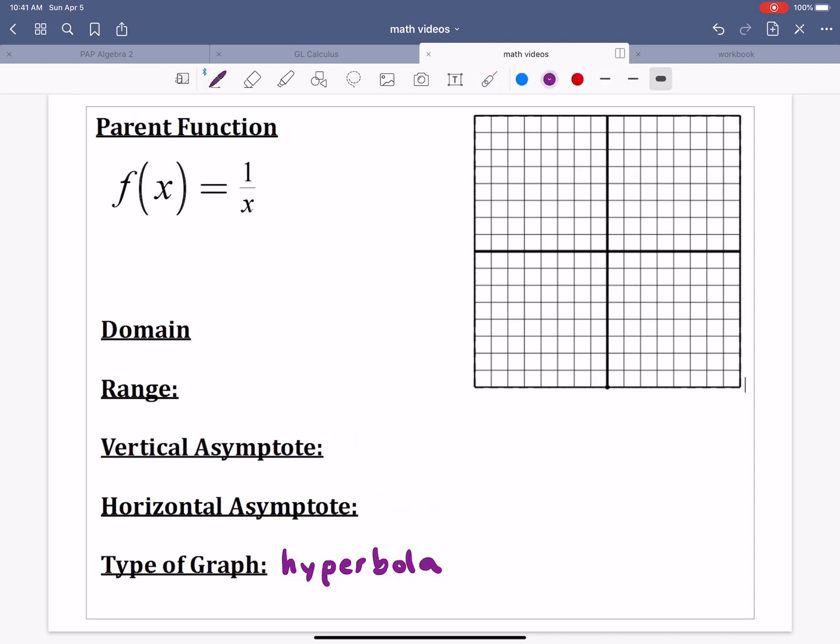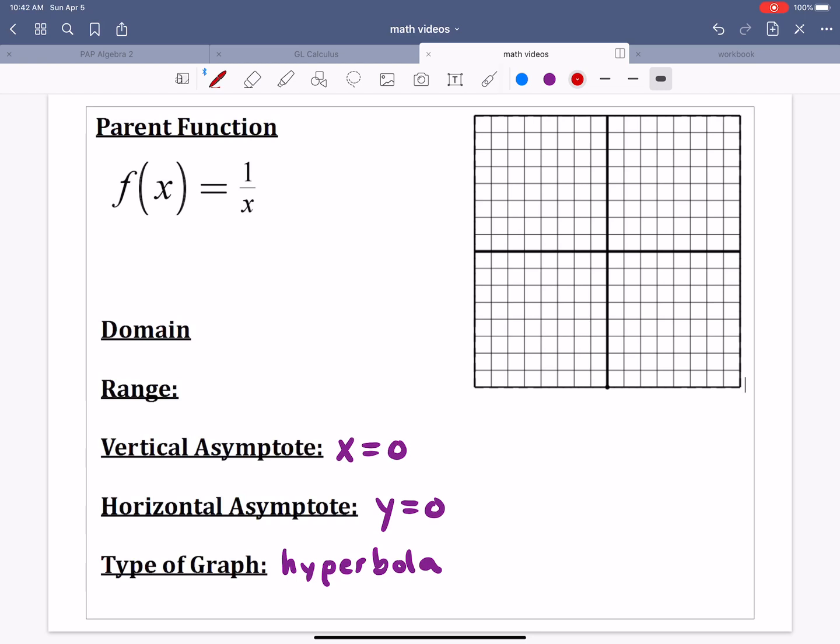Now, for the parent function, the vertical asymptote is x equals 0 because, remember, x is not allowed to equal 0. If x equaled 0, we would have a 0 in the denominator of a fraction, which is a big no-no. We cannot do that. And the horizontal asymptote for the parent function is y equals 0, because there is no x value that you could ever plug into this expression that would get it to equal 0. It's impossible. So y can never equal 0.